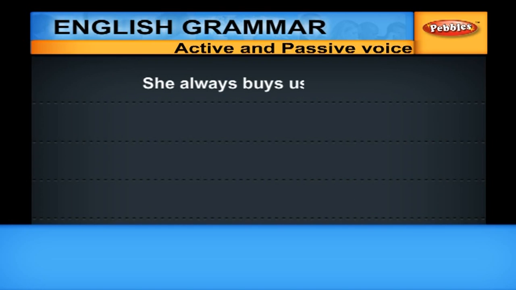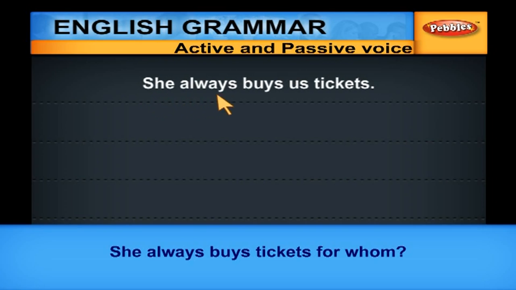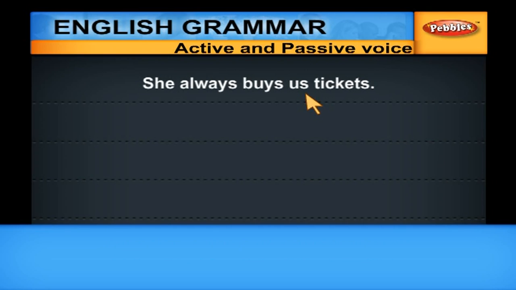She always buys us tickets. Here you have two objects, one answering the question what and the other answering the question whom. She always buys what? Tickets. She always buys tickets for whom? Us. So, you can generate two passive voice sentences, one using the direct object tickets and the other using indirect object us. First, we will form the passive voice using tickets as the subject of the passive voice.